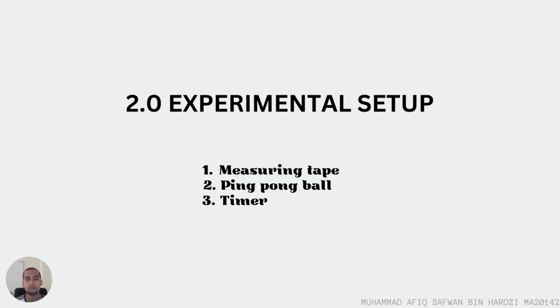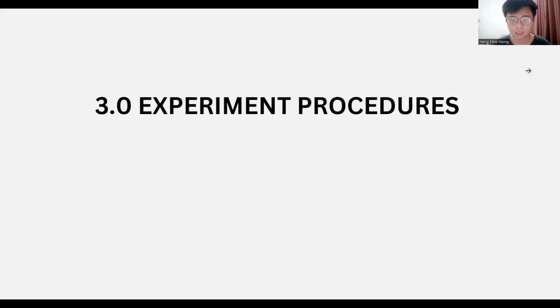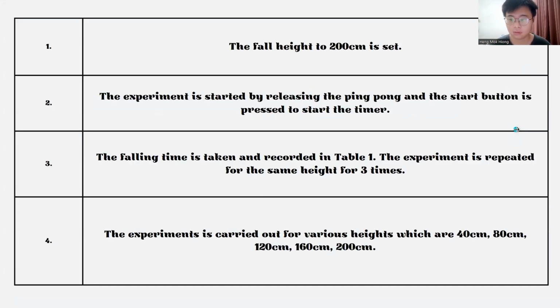For this experiment, we will use three items, that is measuring tape, ping pong ball, and timer. Experiment procedure, Lab 7. First, the fall height is set to 200 cm, and the experiment is started by releasing the ping pong ball, and the start button is pressed to start the timer, and the falling time is taken and recorded in table 1.